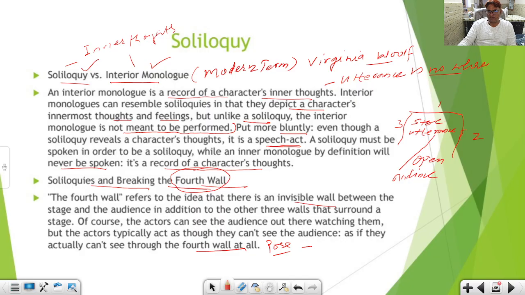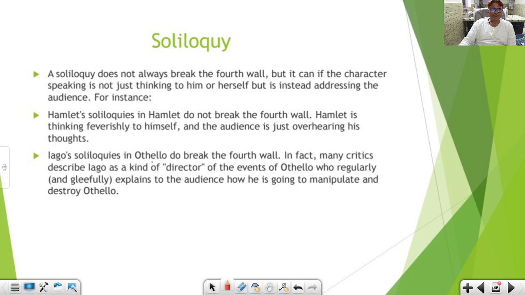So take the screenshot. Now go ahead. Soliloquy does not always break the fourth wall, but it can if the character speaking is not just thinking to him or herself, but is instead addressing the audience. For example, Hamlet is very popular for its soliloquies. They do not break the fourth wall. Hamlet is thinking feverishly to himself, and the audience is just overhearing his thoughts.